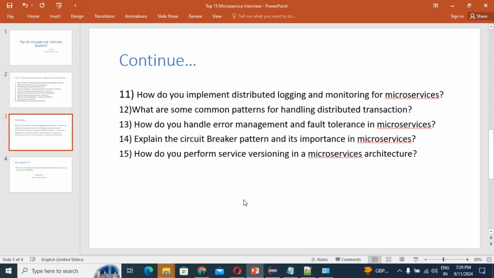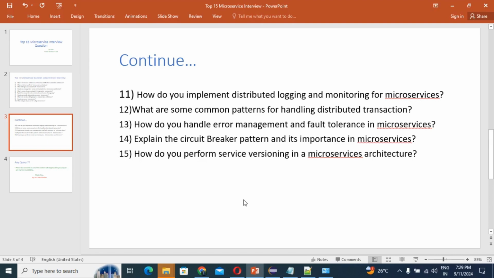The next point is metrics collection. Use monitoring tools like Prometheus and Grafana to collect and visualize metrics from all services. That is metrics collection. This is also a way by which you can implement logging and monitoring in microservices. Next is alerting. Set up alerts based on thresholds or anomalies to proactively manage and respond to issues. This is also one way to monitor your system.